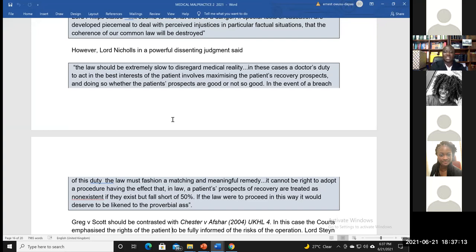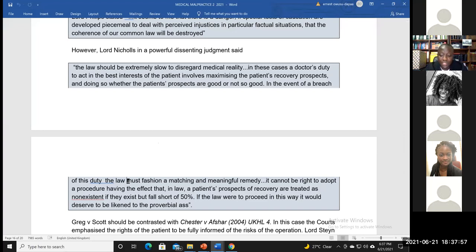In other words, his lordship did not see any sense in trying to say that if the recovery chance, for example, is below 50%, then you write the case of the plaintiff or the patient off and say that since the evidence shows that you had less than 50% chance of recovery, then we cannot blame the defendant for his failure to have done a particular thing. Lord Nicholls was saying that that is not really a very sensible way to go about it.